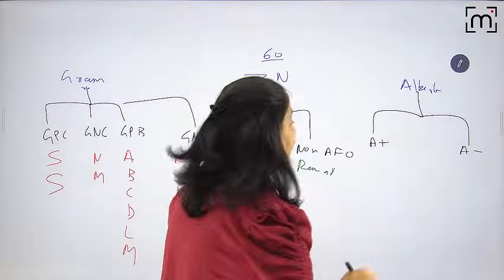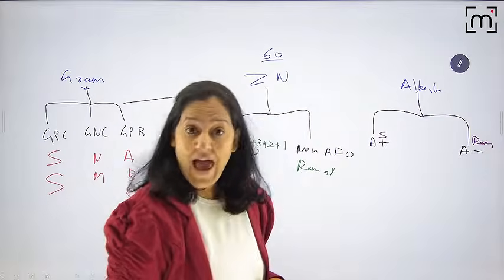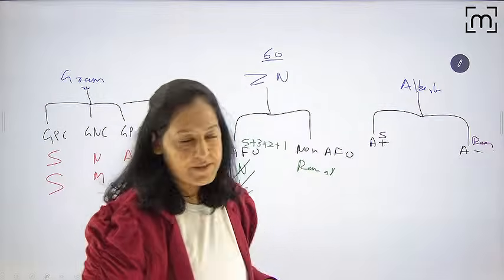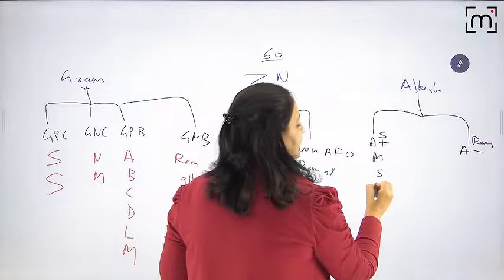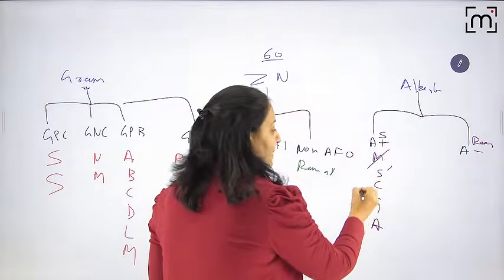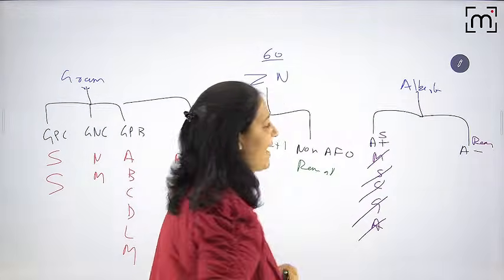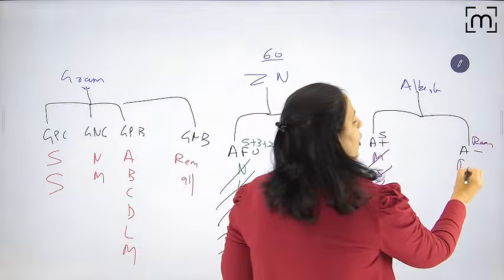Come on, Albert. Albert positive are also fine. And remaining all will come in this category. So Albert positive. Name the 5 Albert positive. The mnemonic is MSC, Garden Agra. You know the full form? Mycobacterium, Spirillum volutans, Corynebacterium diphtheriae, Gardnerella, Agrobacterium tumefaciens. And remaining all will fall here.